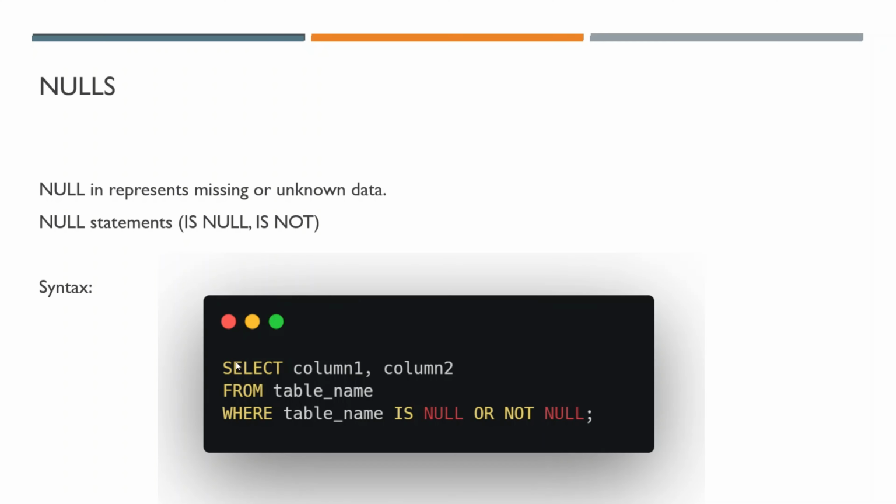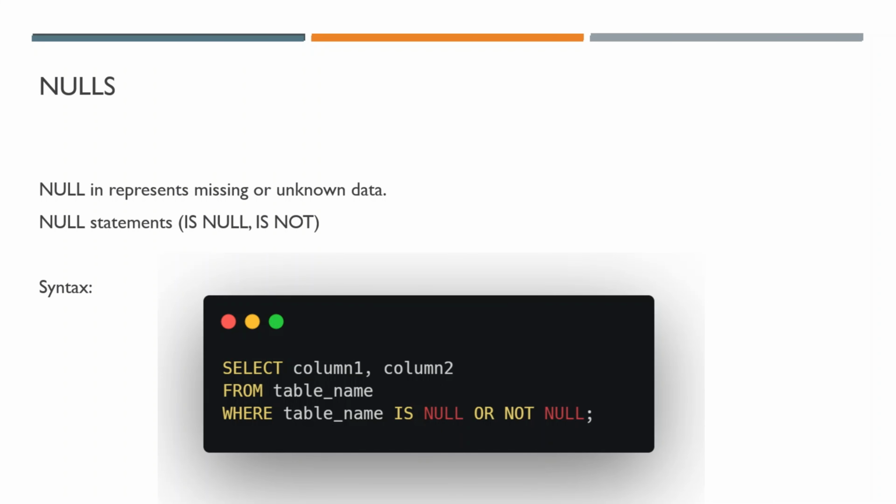So we'll be looking at nulls in this video, what nulls represent and how we actually use them. Null represents missing or unknown data. The null statement is null or is not null. Basically, we can use null to check if there's a null in our data set or there's no null in our data set. So we can select particular columns from a particular table where a column is null or is not null.